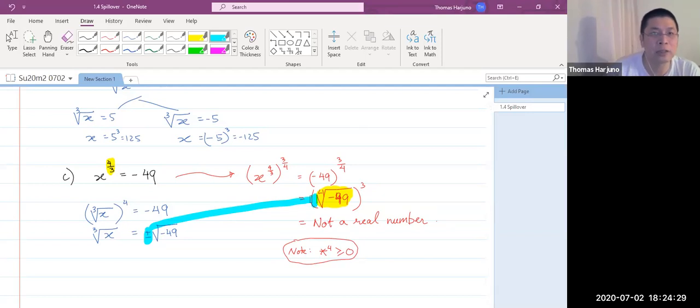Okay, we still get the same answer in this case, but that's because it happens to be negative inside the fourth root, right? It happens to be negative inside the fourth root. So we will say no real solution.